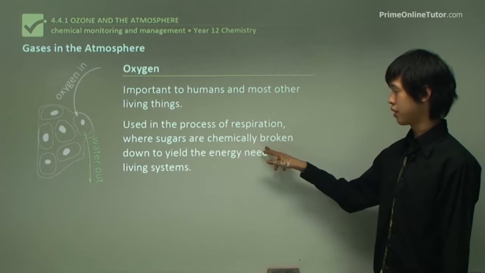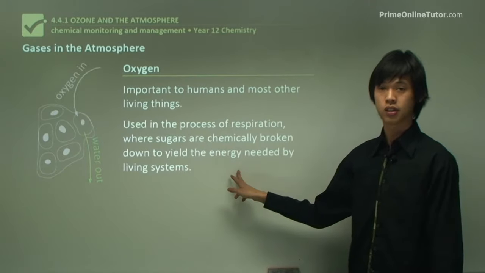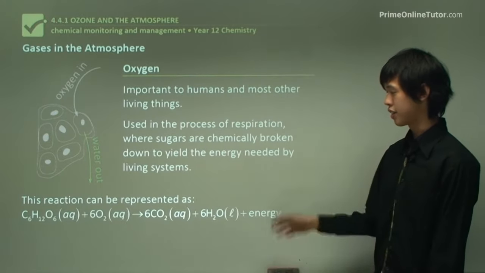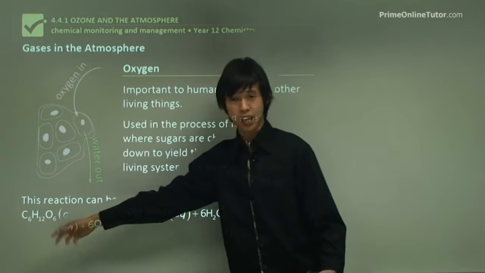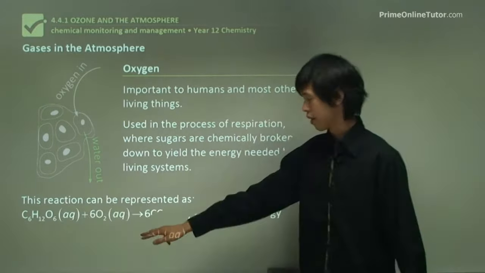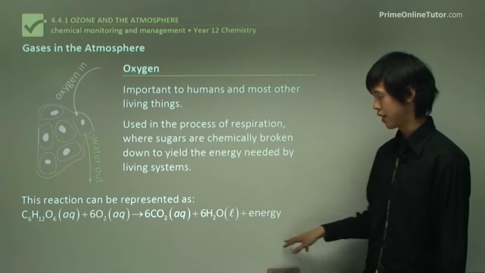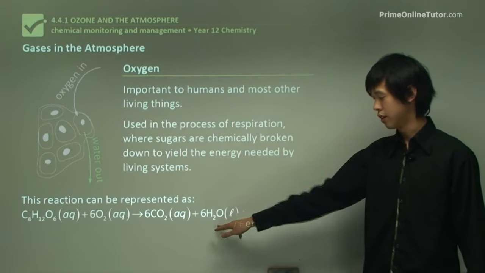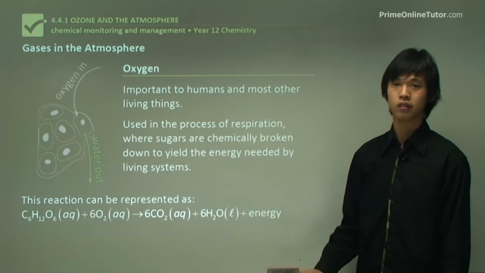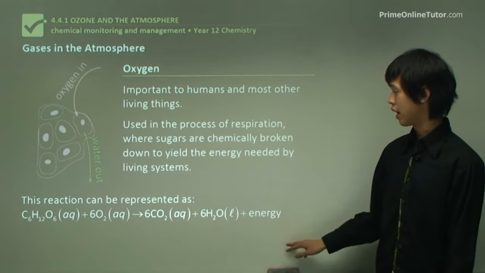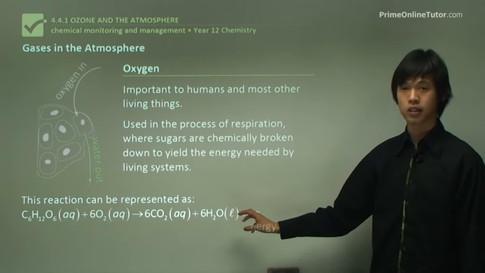So sugars are broken down chemically to yield energy for living systems, which is essentially what I've just mentioned. And here's the reaction. Once again, glucose, which we represent as the chemical energy or sugars, and oxygen are put into the system, and what comes out is carbon dioxide, water, and energy. This energy is in the form of more types of chemicals for the human body to absorb, but the main thing is that sugars and oxygen create carbon dioxide.